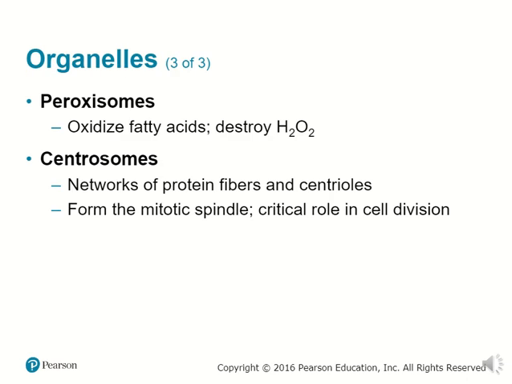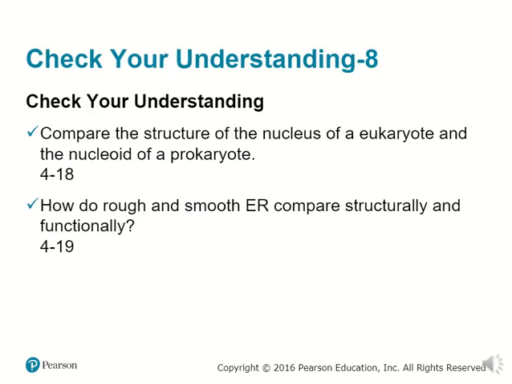Now other organelles are peroxisomes, which contain oxidized fatty acids that are used to help destroy hydrogen peroxide. There are also centrosomes that are a network of protein fibers and centrioles, and they form the mitotic spindle that is critical during cell division to move chromosomes to certain parts of a cell as the cell is splitting apart into two new cells.